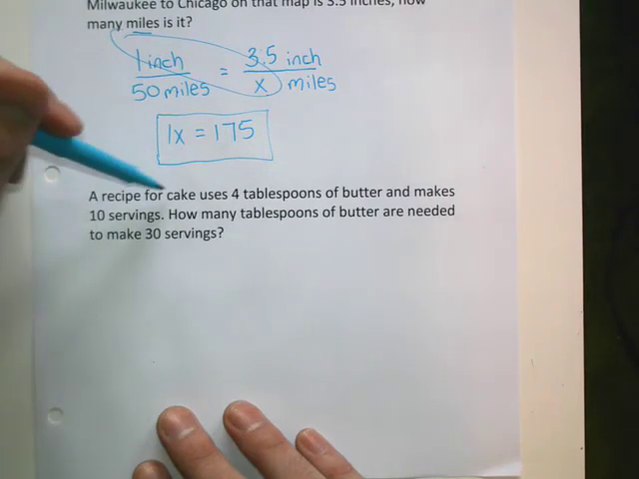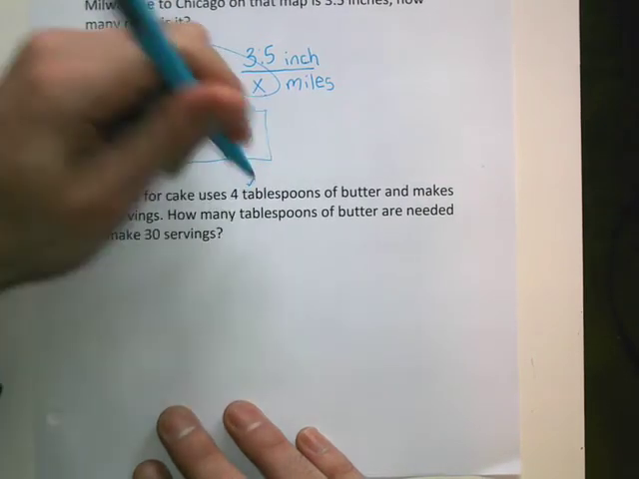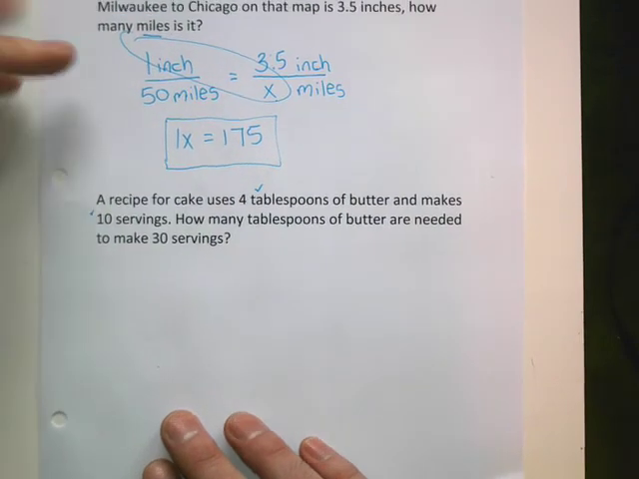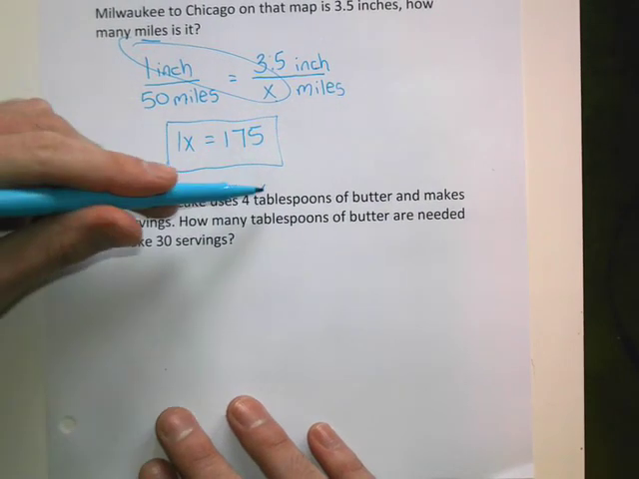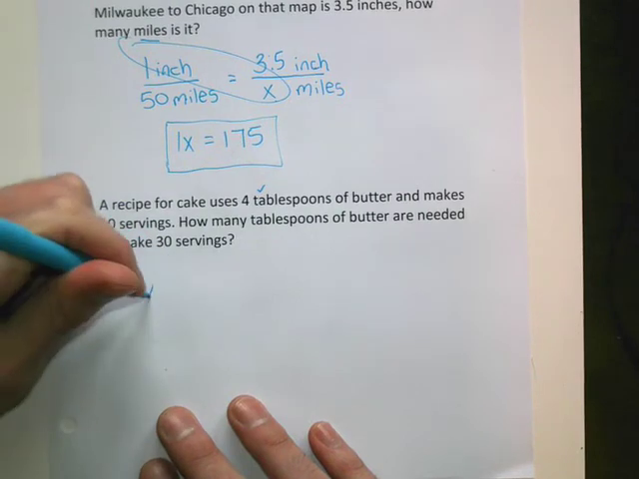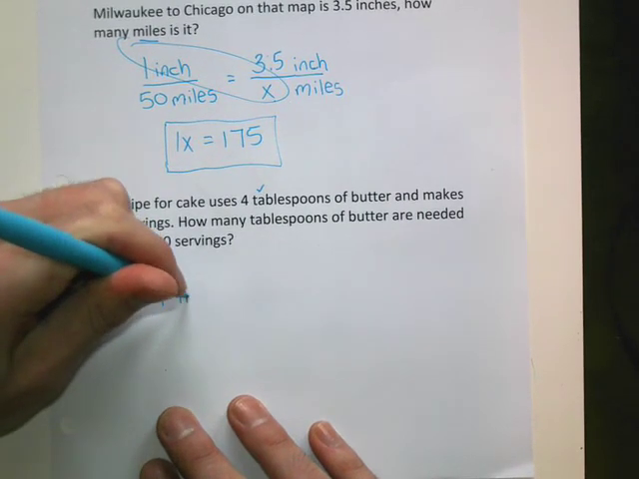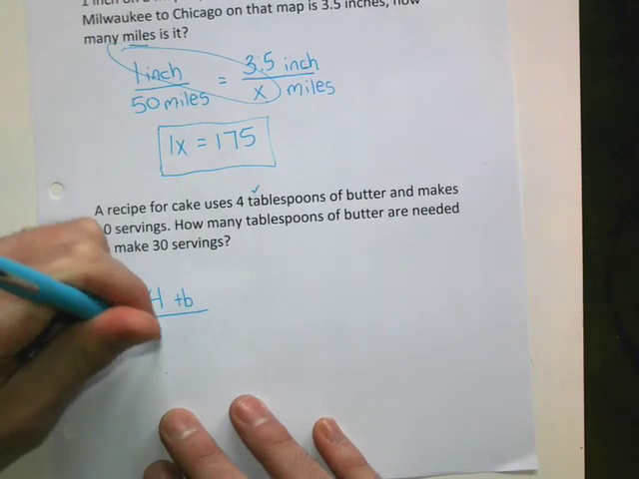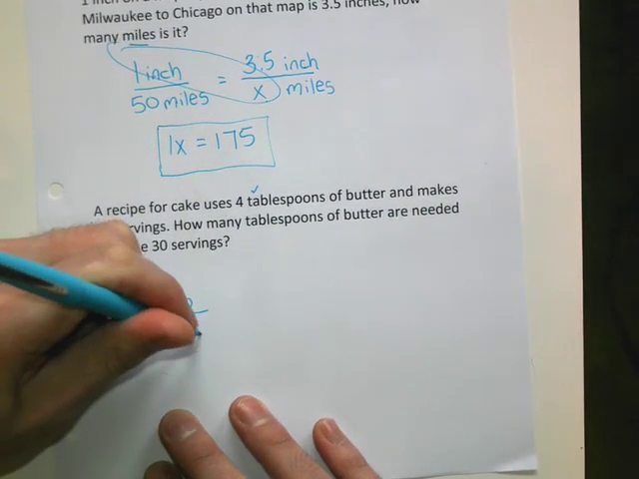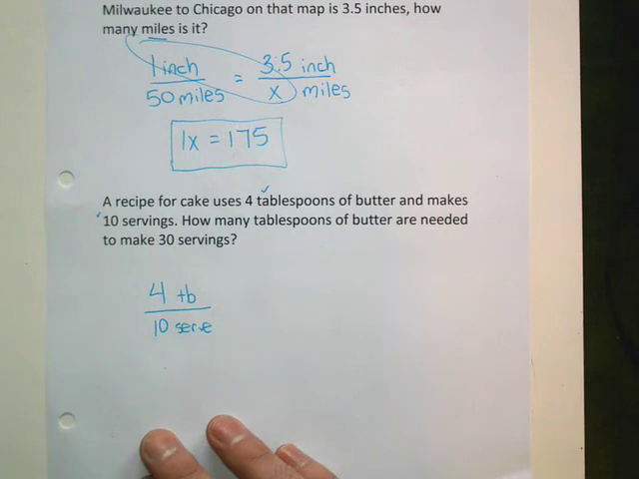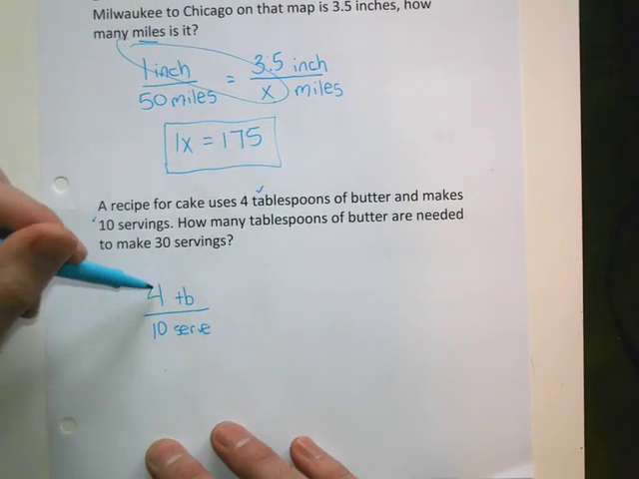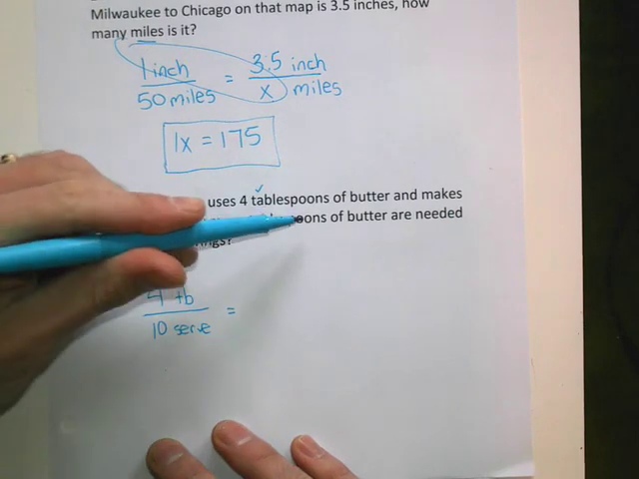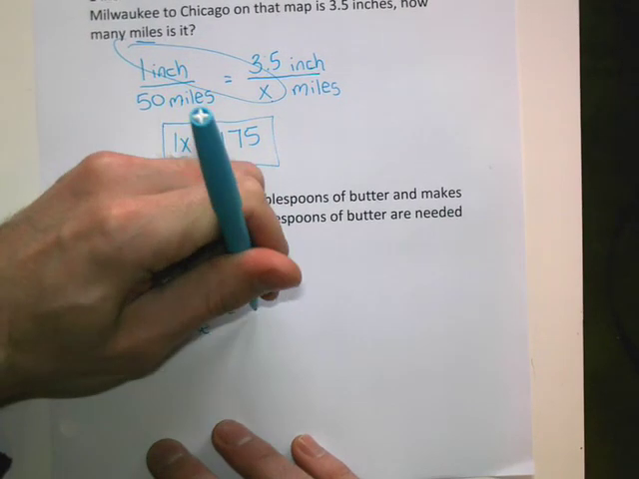It says a recipe for cake uses 4 tablespoons of butter and makes 10 servings. Okay? So like we talked about in the last problem, first or second sentence usually gives you your first ratio. 4, I'm going to write TB for tablespoons, makes 10 servings of cake. All right? 4 tablespoons, 10 servings. What are we going to set that equal to? How many tablespoons are needed to make 30 servings?